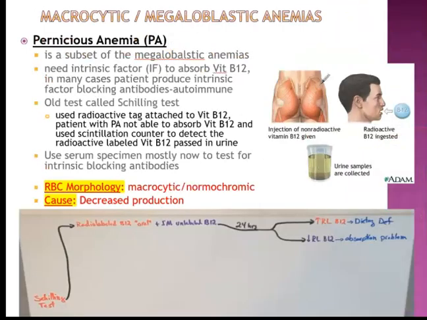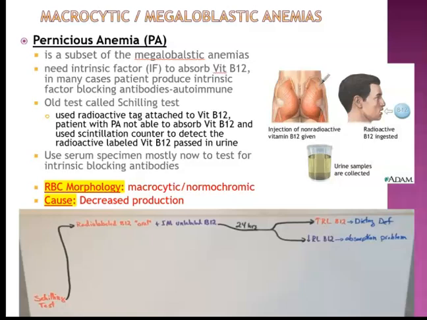Next is pernicious anemia, and it's a subset of the megaloblastic anemias, and we need intrinsic factor to absorb our B12. So what is intrinsic factor? It's a glycoprotein needed for absorption, produced in the stomach. So in many cases, patients produce intrinsic factor blocking antibodies. So this is ultimately an autoimmune problem.